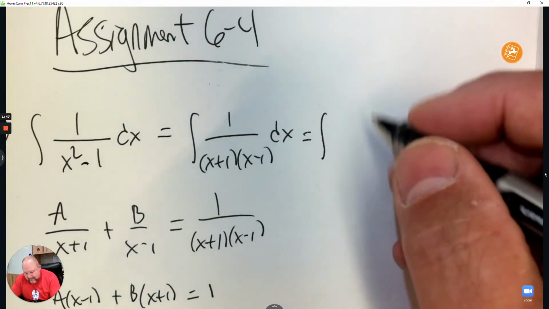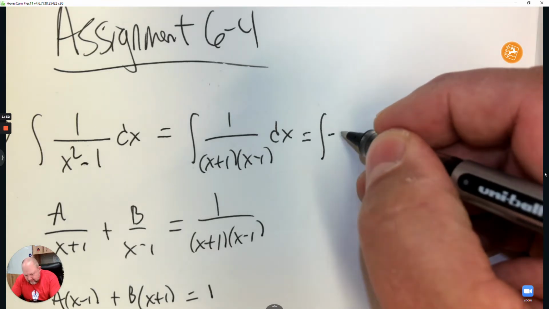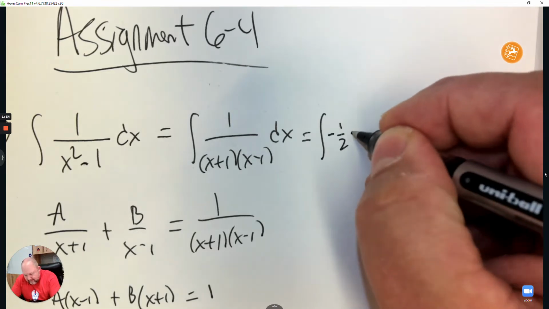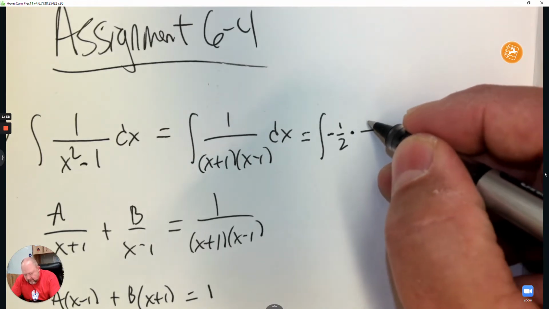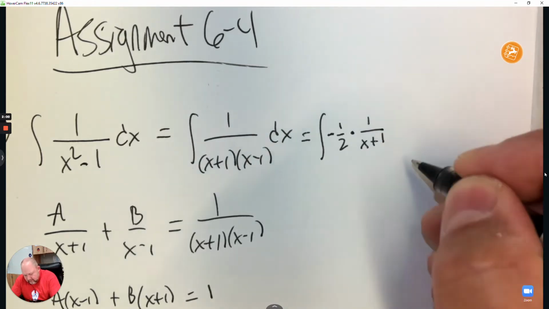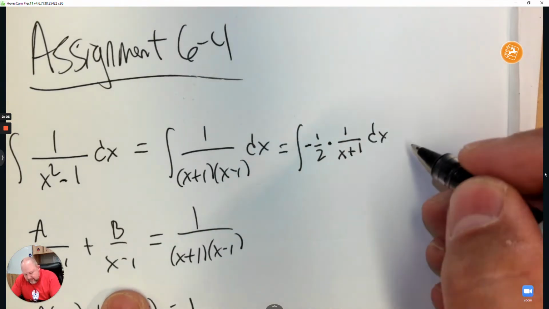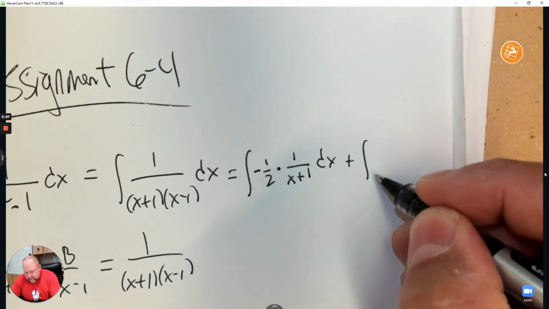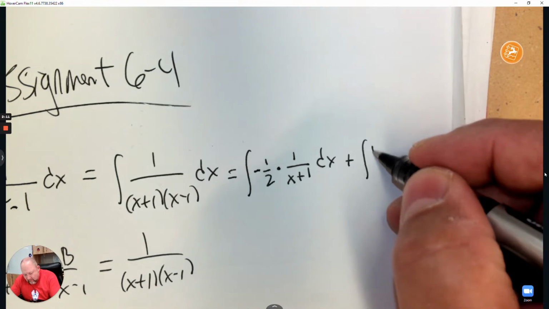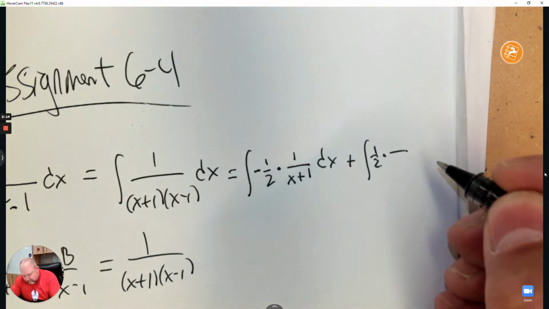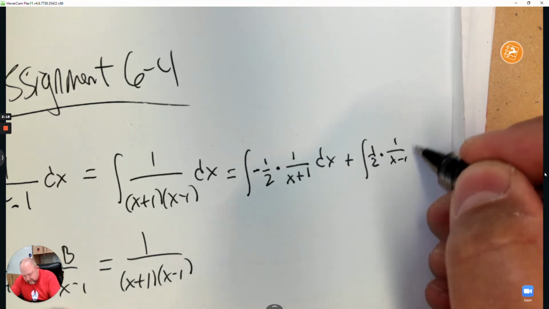So I have a, and I'm going to put it in front to make it easier to factor. So I got negative 1/2, and then 1 over x plus 1. That's a. Then I have b. Again, in fact, I could have put it in front of the integration. I'll do that next. 1/2 times b is over x minus 1.